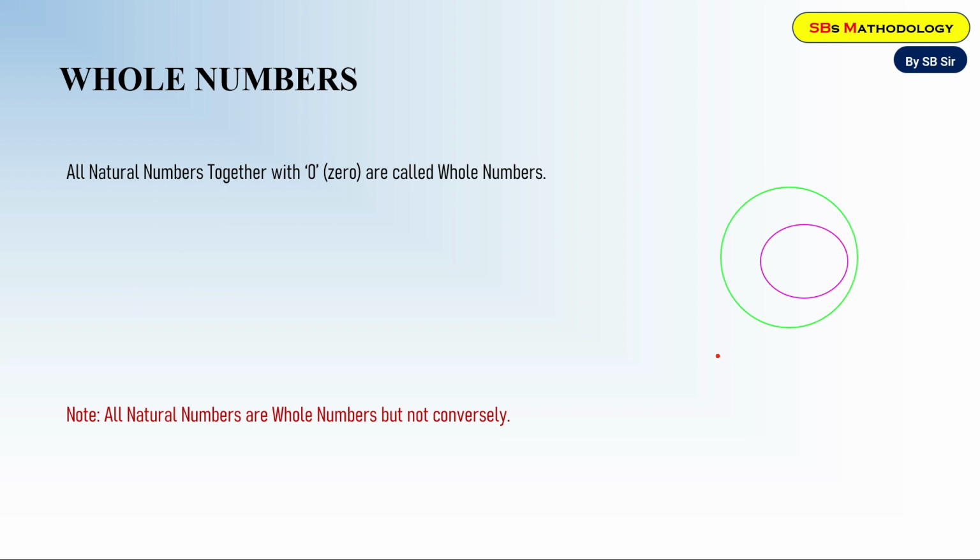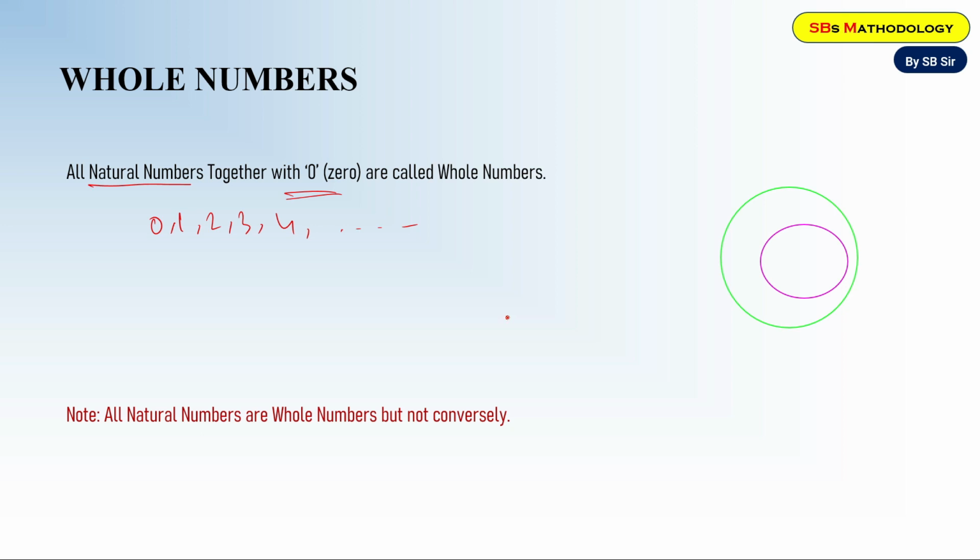So next, let's jump into the whole numbers. What are the whole numbers? Whole numbers are all the natural numbers together with 0. We have already understood what the natural numbers are, 1, 2, 3, 4, 5 and so on. Now if we include 0 with them, we get the whole numbers. So what is a whole number? All the natural numbers together with 0 are called whole numbers.